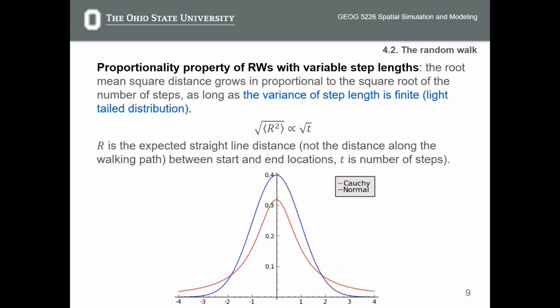Okay, for this course, you just need to know this: light tail and heavy tail distribution. If the distribution you use to draw the distance for each step is a light tail distribution, this relationship here exists. If it is not a light tail distribution, then say no to this relationship between time and R. Okay? Okay, let's continue.